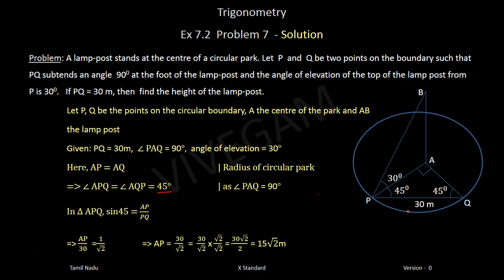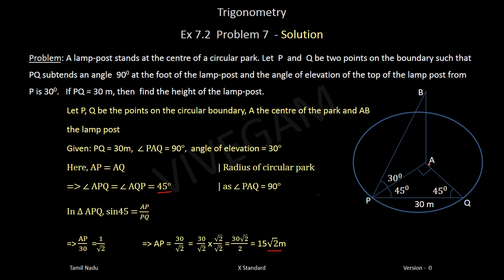Right. Now take triangle APQ, and sin 45, because we want to calculate this side. This side is unknown, and we know this side and this angle. So the relationship between this angle, this side, and the unknown is sin 45. Sin 45 is opposite by hypotenuse, that is AP by PQ, and sin 45 is 1 by root 2. AP is the one we need to calculate, and PQ is given as 30. So AP by 30 equal to 1 by root 2, or AP will be equal to 30 by root 2. Multiply numerator and denominator by root 2, and you'll get 30 root 2 by 2, that is 15 root 2 is the AP.